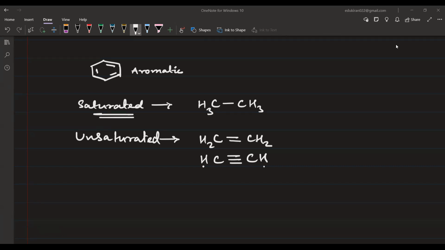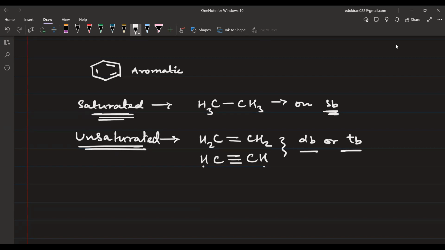This is the definition point of view for saturated and unsaturated. From the identification point of view, if you have a double bond or a triple bond, you are going to classify this as unsaturated. If you have only single bonds, then it is going to be saturated. S is saturated, S is single bond. Will you remember? Yes or no? Please tell me. Okay, saturated and unsaturated is done.